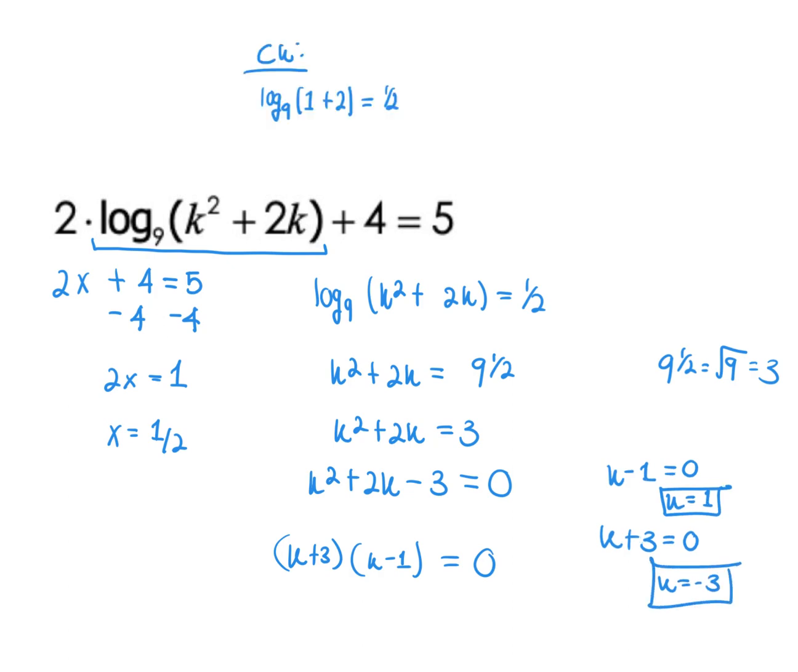So I can go ahead and plug 1 into this expression here. So we get log base 9 of 1 plus 2. So it's going to be log base 9 of 3. 9 to what power is going to be 3, and that's 1/2. Then we can do log base 9 of negative 3 squared plus 2 times negative 3.